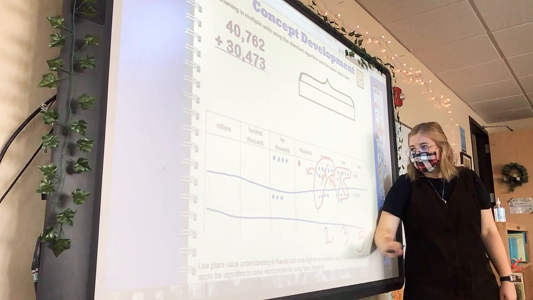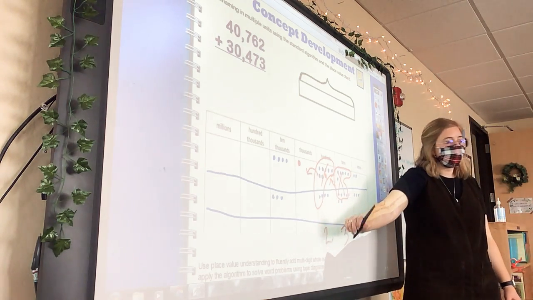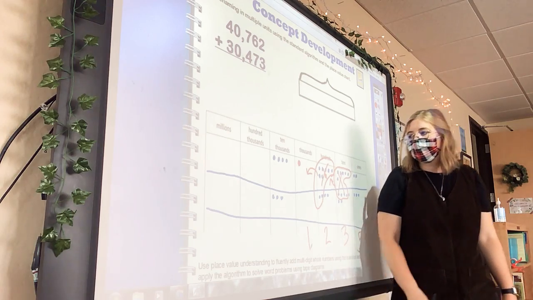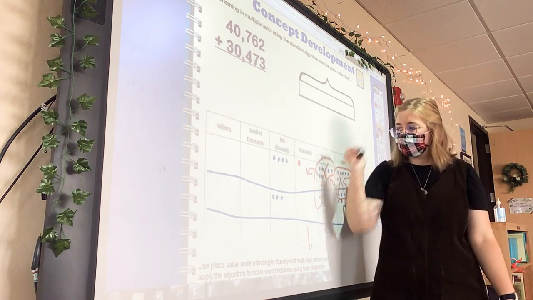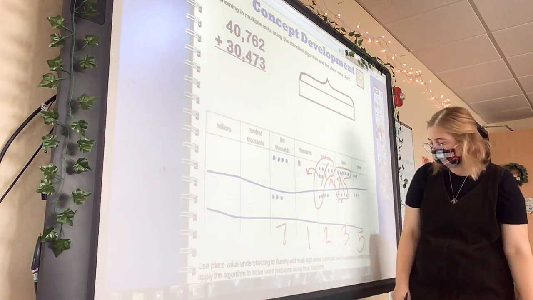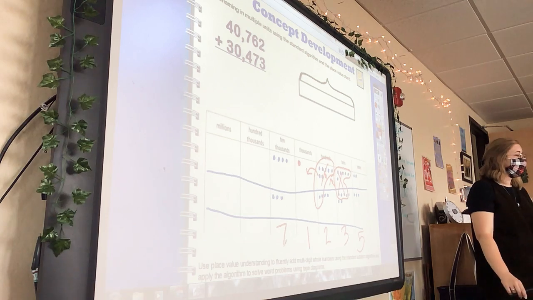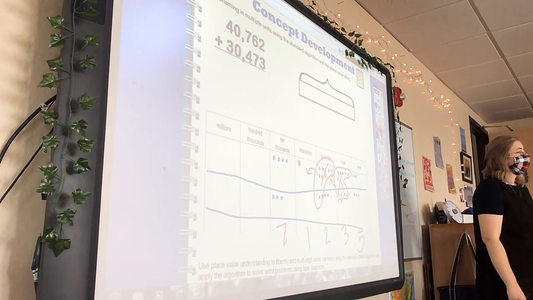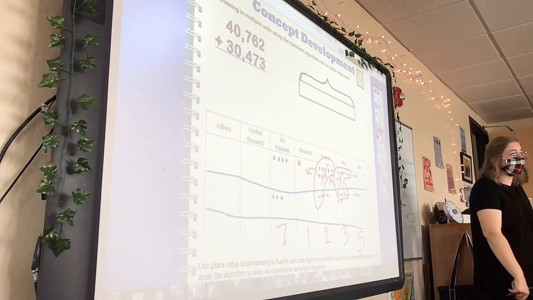Okay, so 200. How many thousands do I have? 1. And then we have 4 plus 3, which equals what? 7. 4 plus 3 equals 7. Raise your hand if you got 71,235. Since we were doing it together, you should all be raising your hand. 71,235.